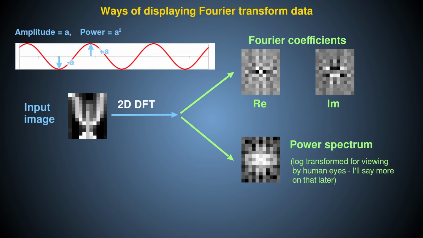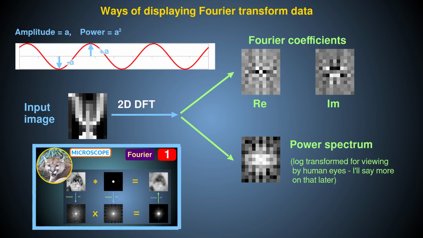The power of any sinusoid is equal to its amplitude squared, so power will always be either positive or 0, unlike the Fourier coefficients, some of which may be negative. This is because the Fourier coefficients convey a degree of correlation of a sine and cosine with your image data, and correlation may be positive or negative, as I explained in my first Fourier video.